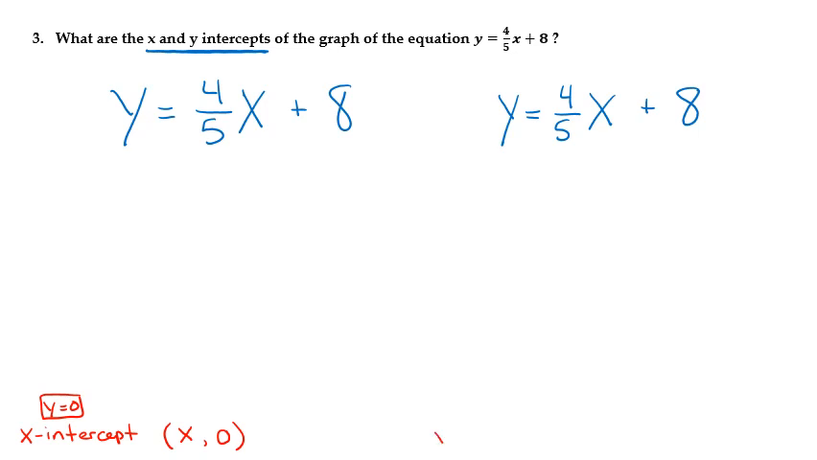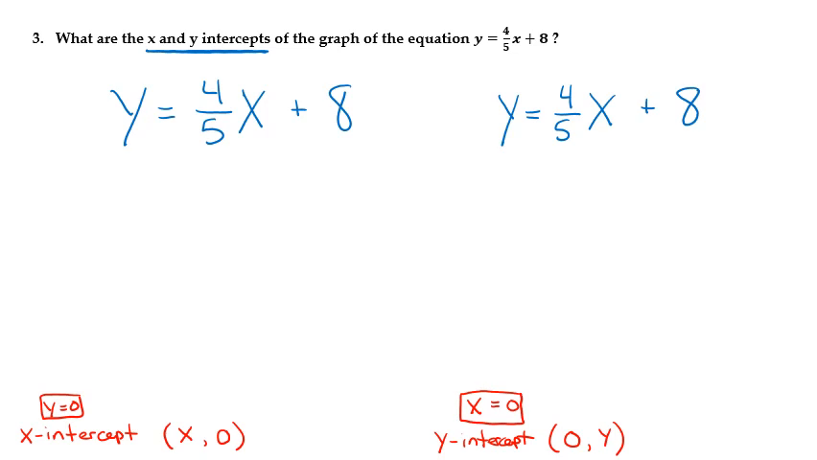And then the y-intercept is any point that looks like this: 0 first, and then any number for the y. 0 comma anything would be a y-intercept. So the y-intercepts occur when x is equal to 0. All right, so that's the definition. That is in red, the definition of the word intercept for the x-intercept and the y-intercept.